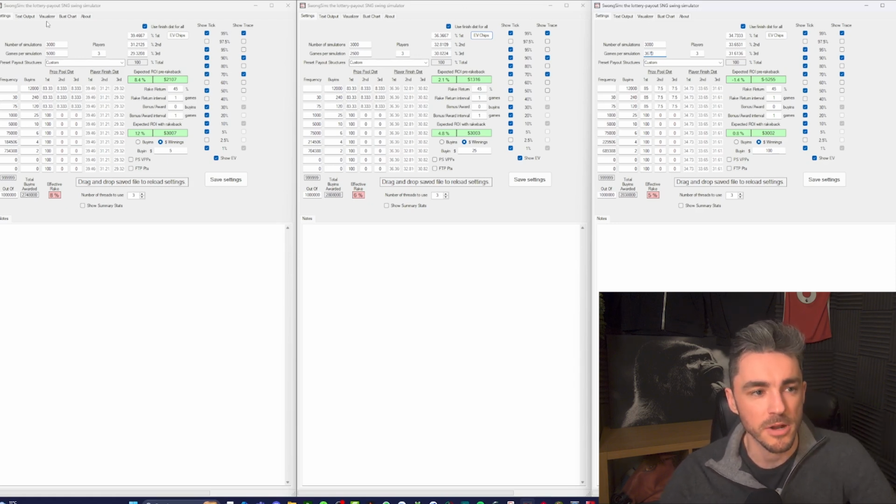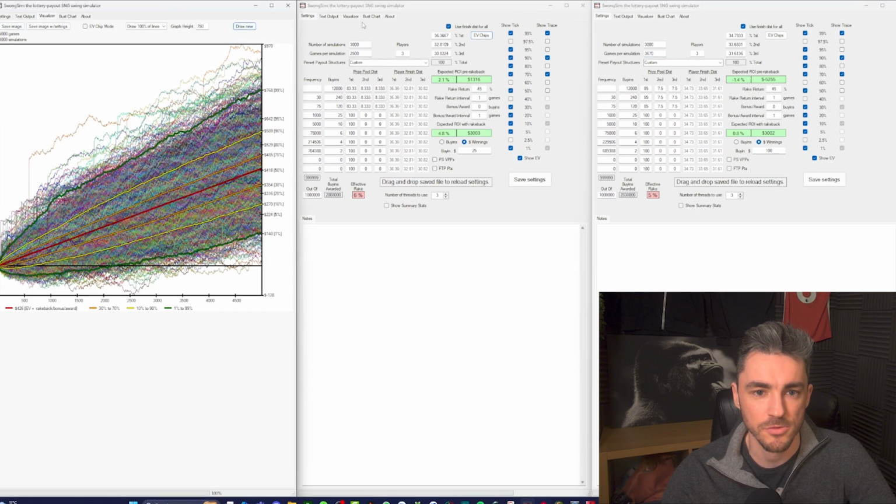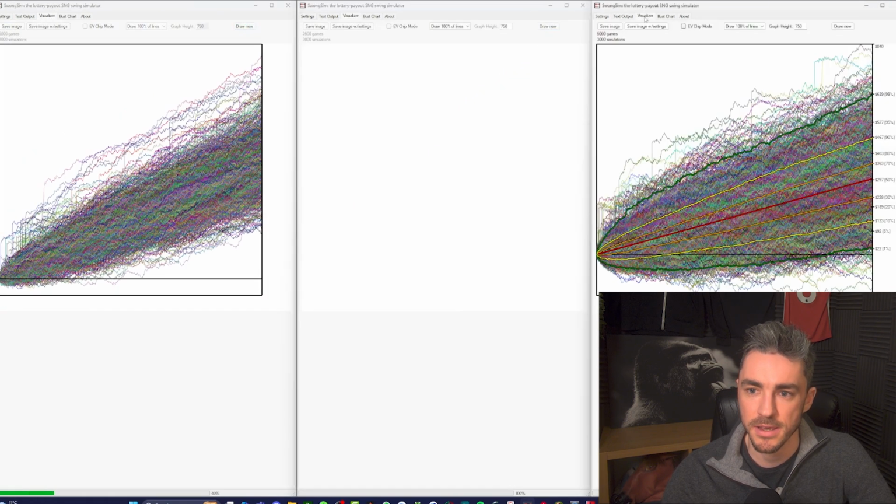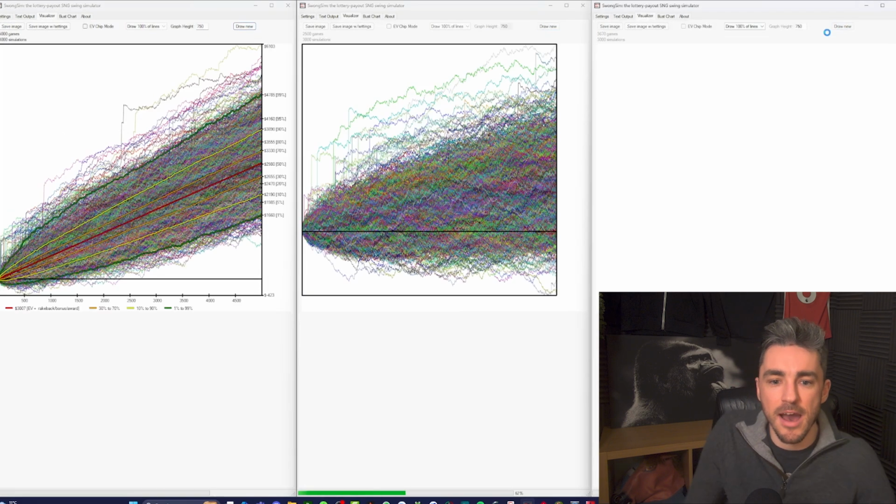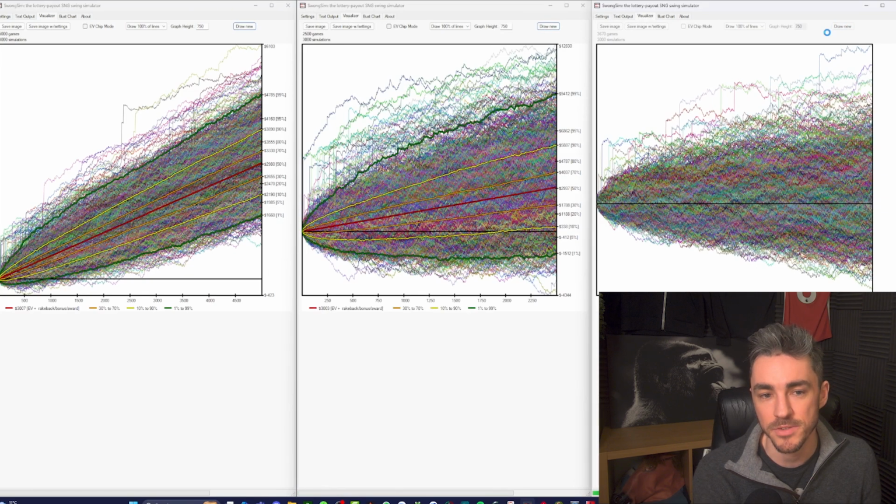What we're going to do is run visualizers for all of them. So let's draw a new visualizer here. Let's draw a new visualizer here. And let's draw a new visualizer here. And we can see how each of these players has their months making their 3k EV.